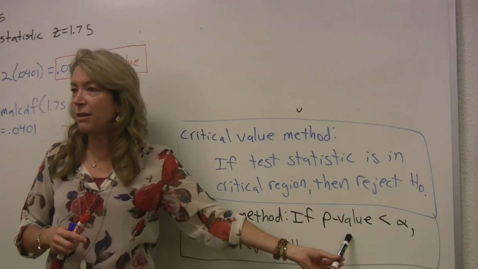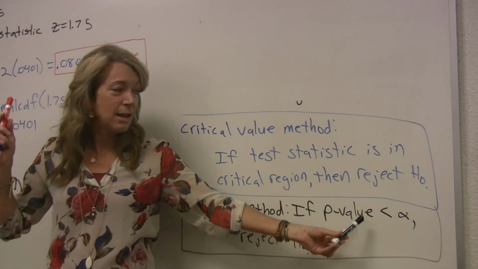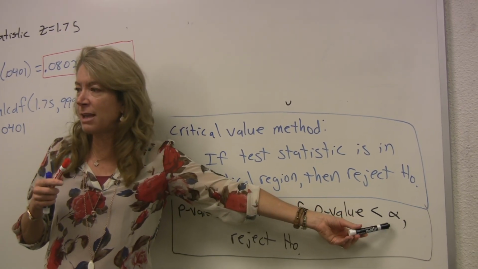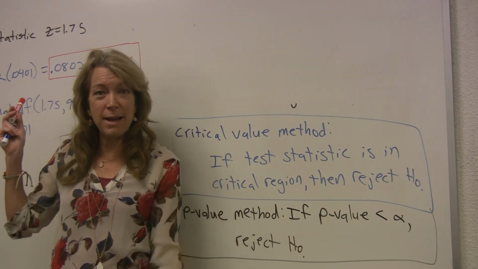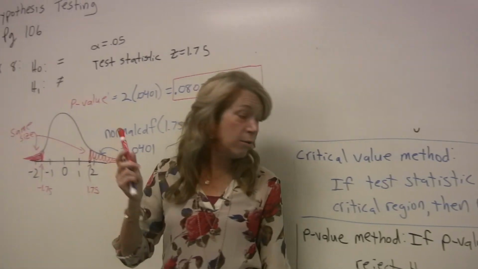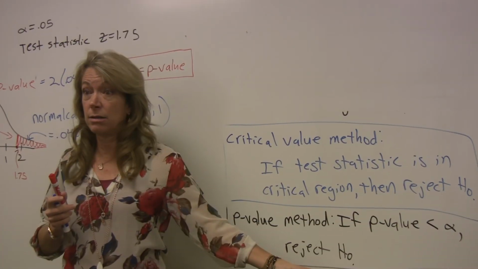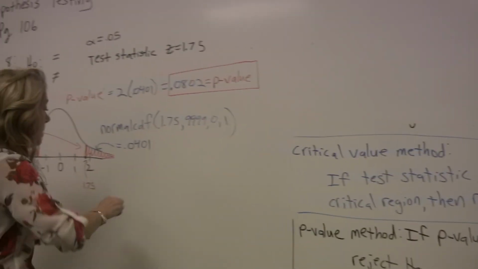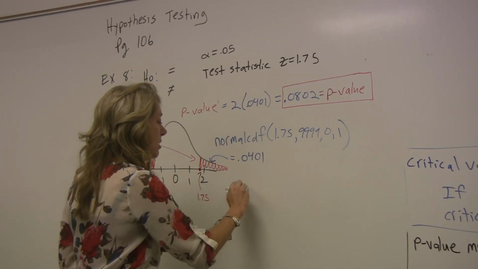If your p-value, 0.08 something, is less than alpha, what was alpha in this case? 0.05. Is my p-value less than 0.05? No. So I cannot reject H0. So what I write is fail to reject H0.